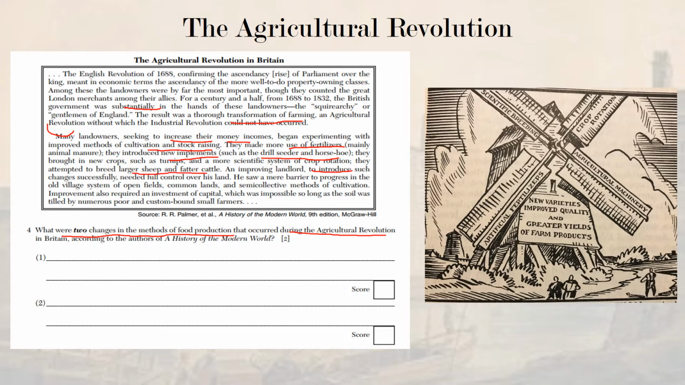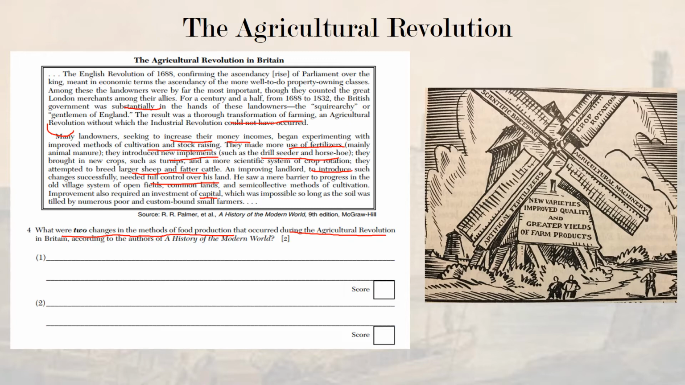An improving landlord to introduce such changes successfully needed full control over his land. He saw a mere barrier to progress in the old village system of open fields, common lands, and semi-collective methods of cultivation. Improvement also required an investment of capital, which was impossible so long as the soil was tilled by numerous poor and custom-bound farmers.